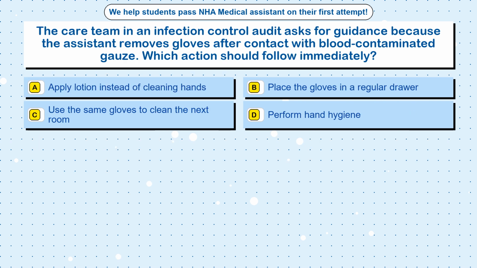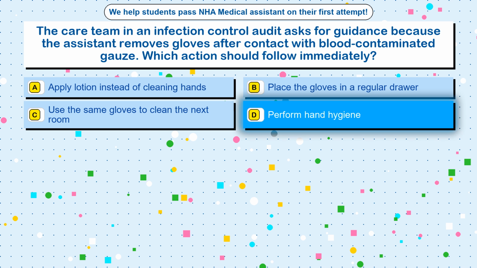Question 65. The care team in an infection control audit asks for guidance because the assistant removes gloves after contact with blood-contaminated gauze. Which action should follow immediately? Option A. Apply lotion instead of cleaning hands. Option B. Place the gloves in a regular drawer. Option C. Use the same gloves to clean the next room. Option D. Perform hand hygiene. The correct answer is option D.